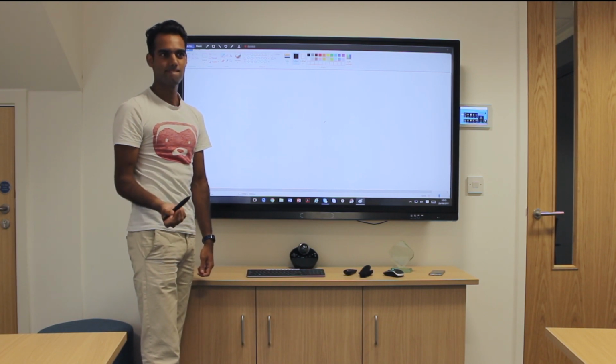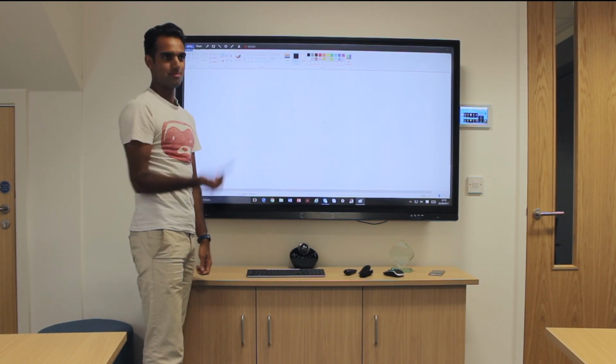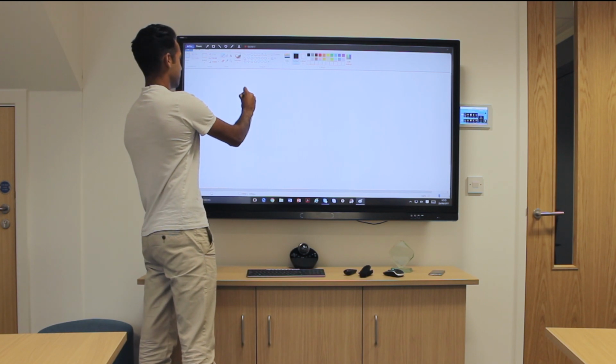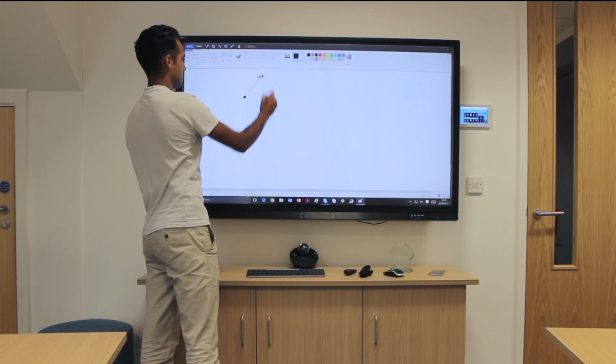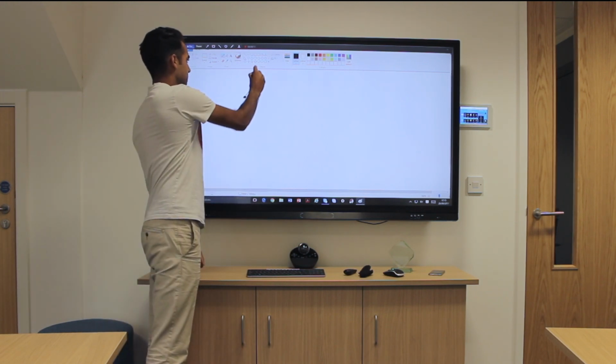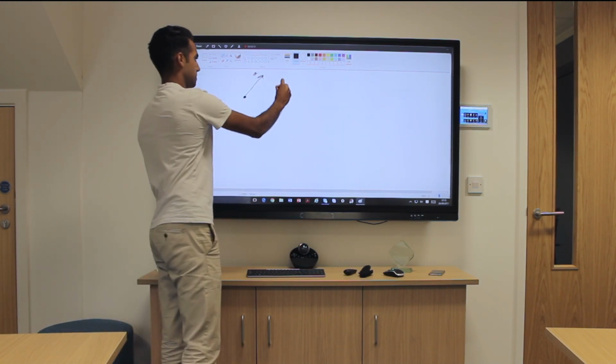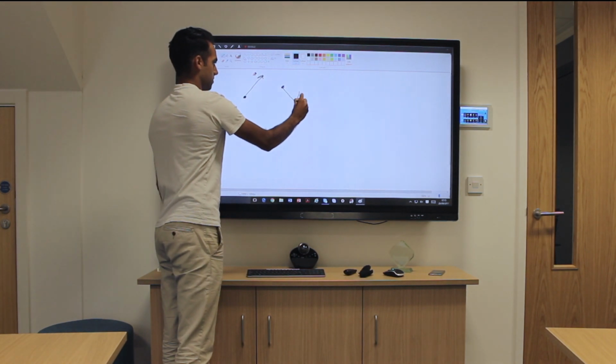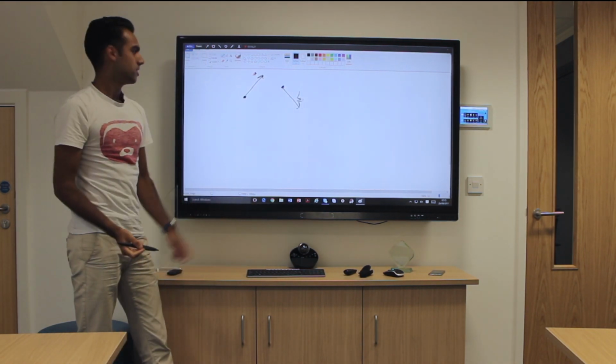Anyone? It's got a direction and a magnitude. Yeah, bingo. So a vector is something which has a direction and a magnitude, right? So that's one vector A. This can be another vector B. And the point is they have direction and magnitude.